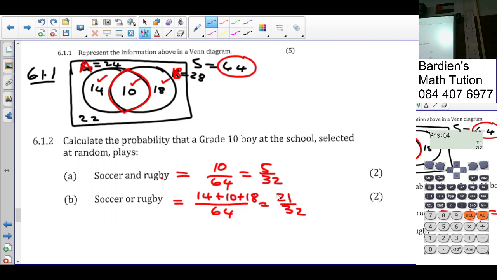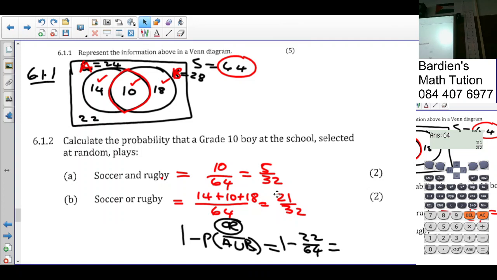But as I said, you could have used the complementary rule, okay? Which is 1 minus the probability of soccer or rugby, which is B naught. That's the complementary rule. Which is 1 minus 22/64. Okay, so it's 1 minus 22/64, which is 21/32. Okay. So either way, you would have gotten the full 2 marks there.